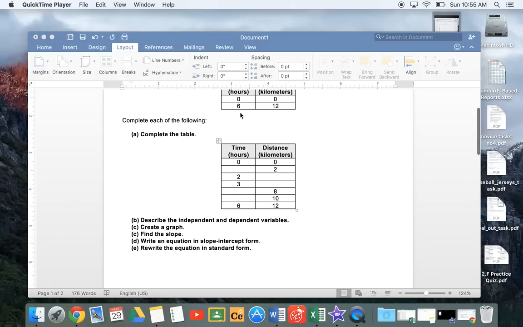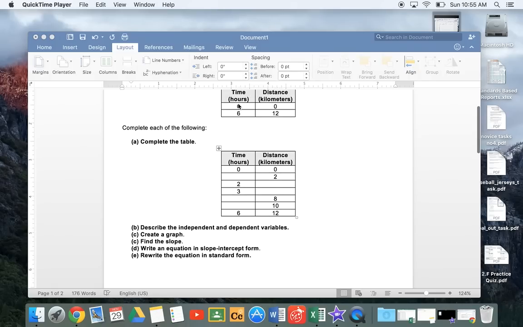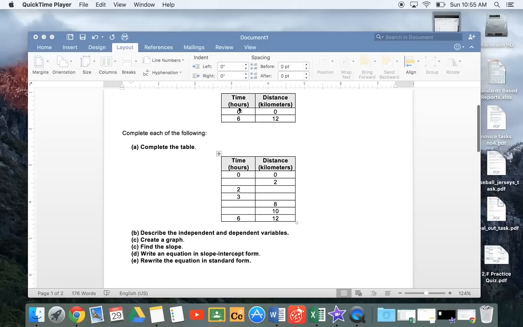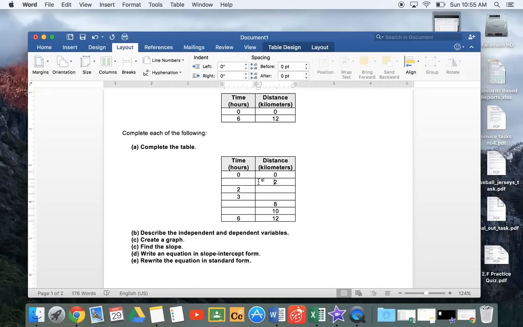Well, I can tell by looking at my change in hours and my change in distance that we've got 12 over 6, meaning 12 divided by 6 is 2. So I'm going to multiply each of my hour numbers by 2 to get the kilometers. But here I've already got the kilometers, so if I'm multiplying to go this way, I'm going to divide to go the opposite way. So 2 divided by 2 is 1. 2 times 2 is 4. 3 times 2 is 6. 8 divided by 2 is 4. 10 divided by 2 is 5.